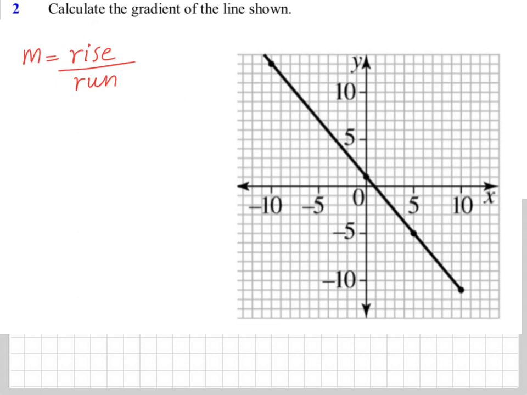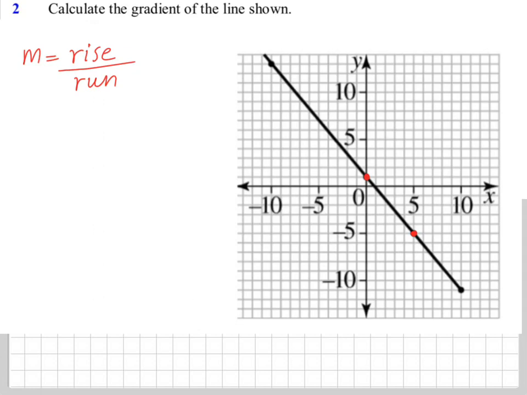Now there's many ways of tackling this question. I'm going to find two points. If I'm able to find those two points, apply my rise and run, I should be able to find out my gradient. So I'm going to pick this point and that point, and do my rise and my run to find what my gradient is.